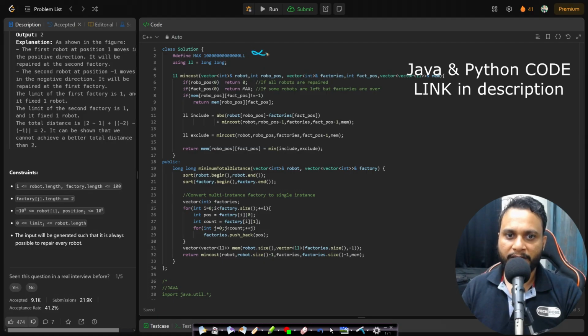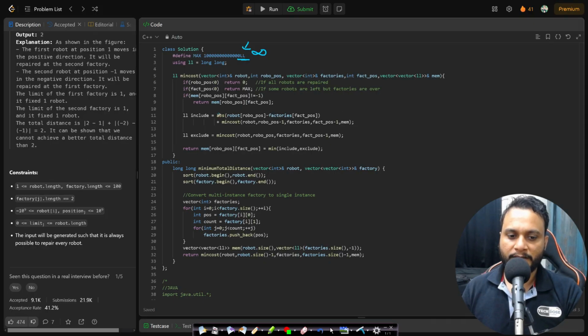In this code, I have defined infinity with a very large value. This is a long 64-bit integer, a very high value, which will not occur in any of the distances. If you look at the main function, minimum total distance, here we are given the robots with all their positions and the factories with their respective positions and the limit values. The first thing I do is sort the robots and factories, as I said, and then I extract each of the factory instances by repeating it limit number of times. So if a factory is at position 2 and has a limit of 3, then I will write that there are 3 factories at position 2, so that I can easily solve it with the include and exclude logic.